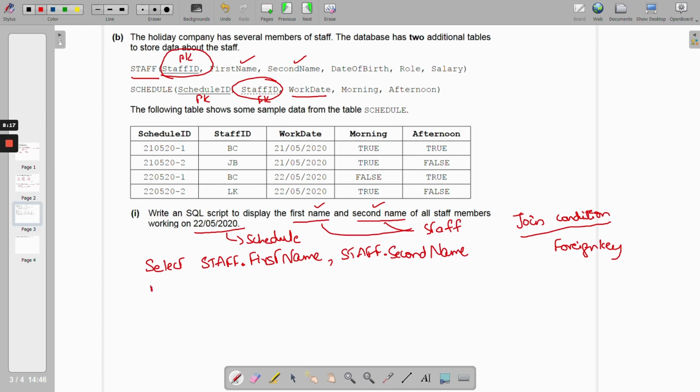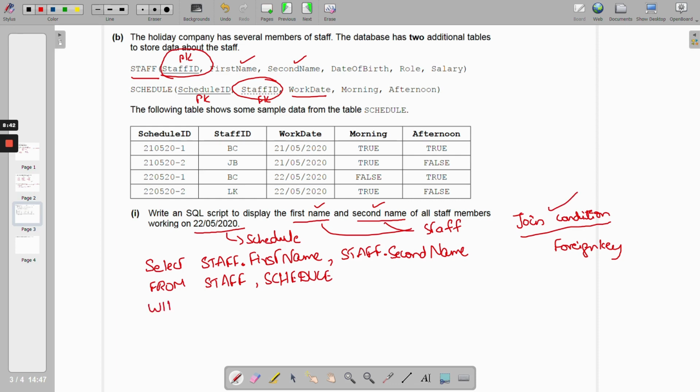From is the table list. That is, we have the data coming from two different tables. So from staff, comma, schedule. Now there are two conditions that you would require to write. One is the join condition. The second one is the work date condition.